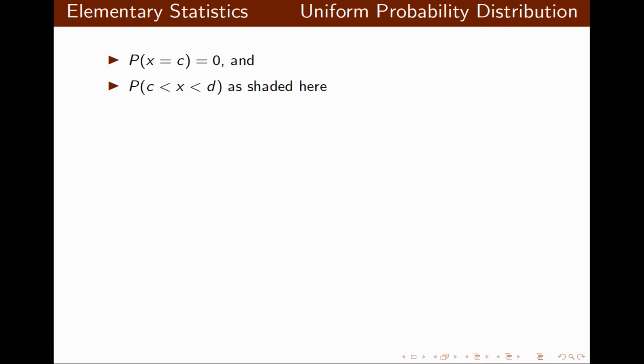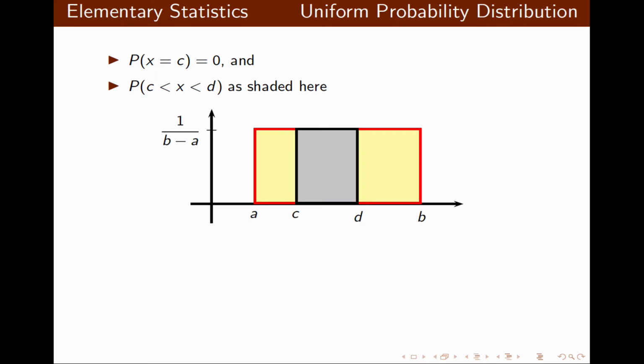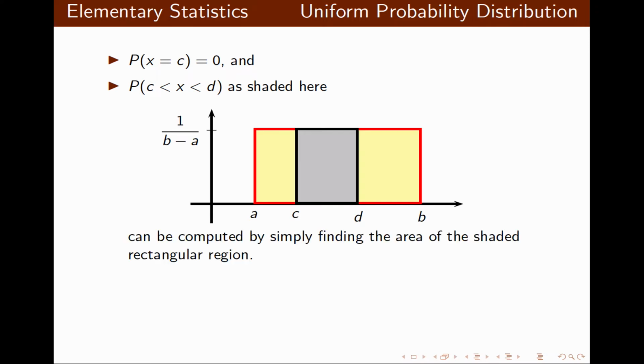And the probability that x falls between two numbers, as shaded here, can be computed by simply finding the area of the shaded rectangular region in gray, by finding the difference of d and c times the width of the rectangle, which is 1 over b minus a.